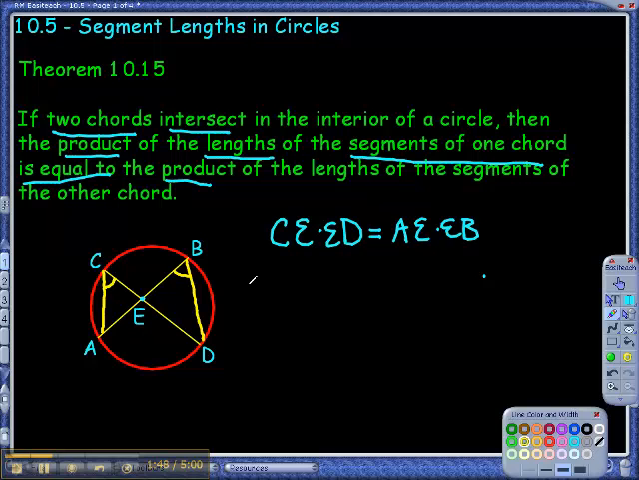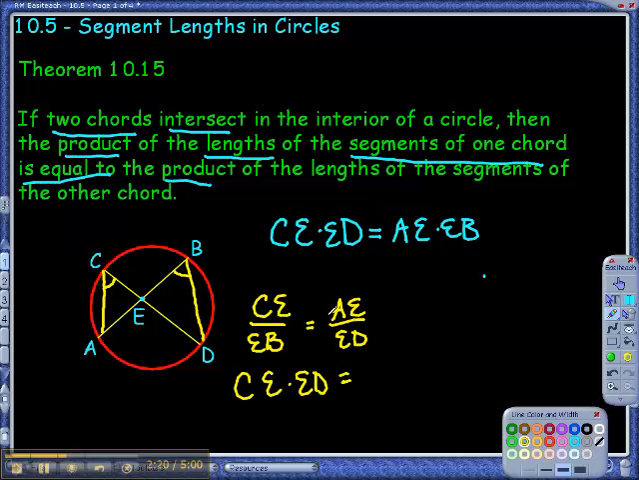So if I look at their corresponding parts, I could say that CE corresponds to EB, and I know that also AE is corresponding to ED. Those are corresponding parts, and if you cross multiplied, you'd see that you're going to take CE times ED would equal our AE times EB. So you get the same thing. The theorem is just a nice shortcut way to get there. So when you've got two chords that intersect inside of the circle, the product of the lengths of one chord will equal the product of the lengths of the other chord.